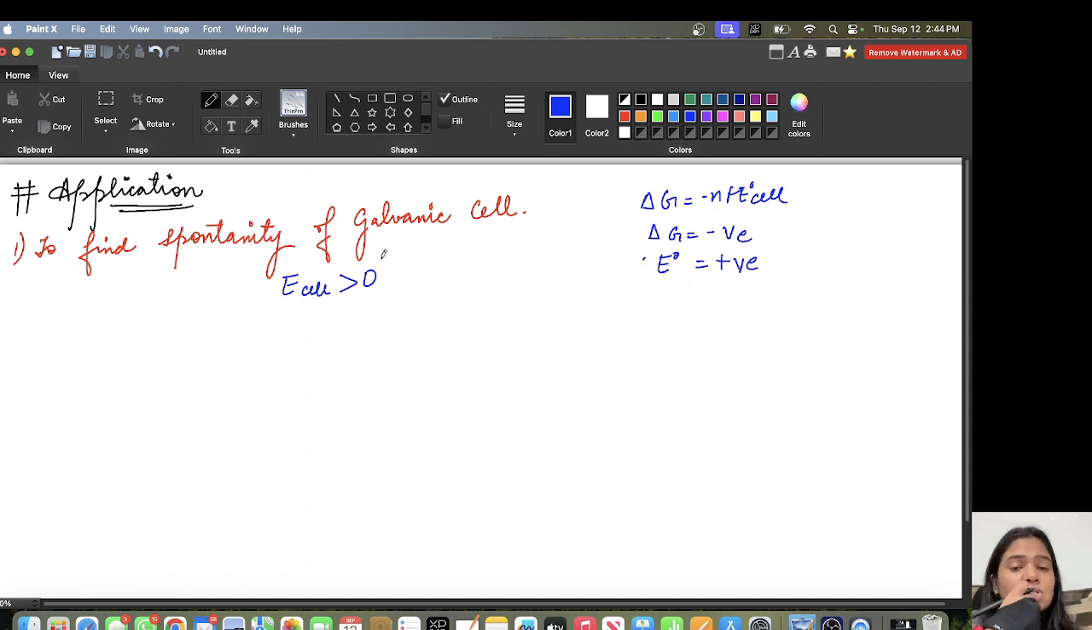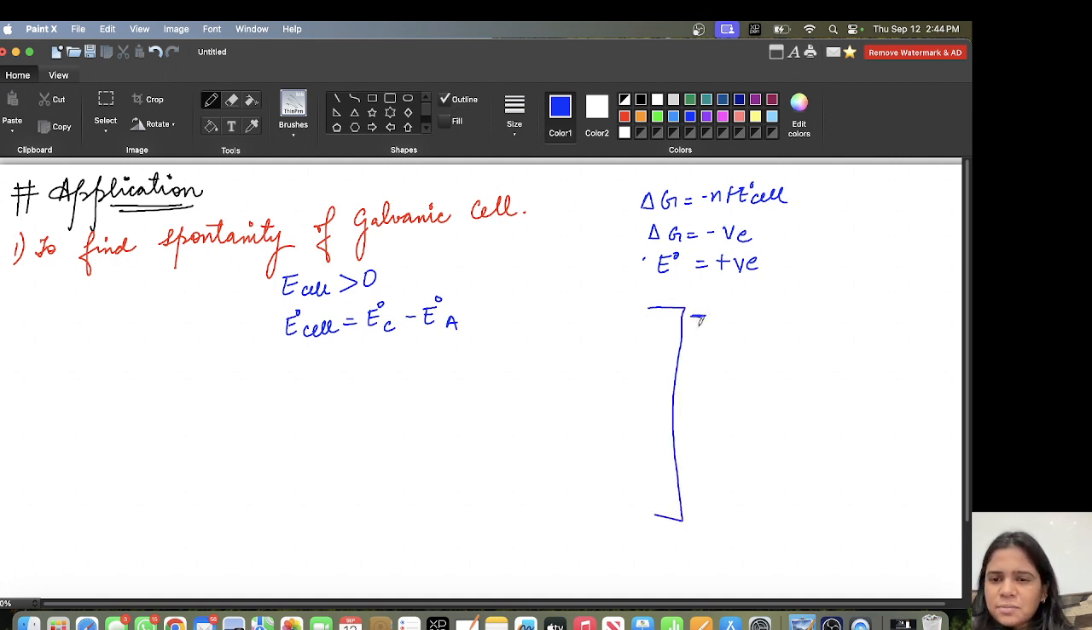How does E naught of cell come? We know the formula, right? E naught of cell equals E naught of cathode minus E naught of anode. This was the formula to find the standard electrode potential. Now, you must be remembering the electrochemical series which we just studied. There were some negative values towards the top portion, the middle portion was 0 hydrogen, and towards the end it was increasing, right? You were getting positive values.